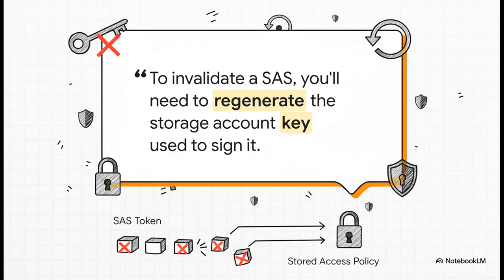And this is a super critical point about revoking access. See, without a stored access policy, the only way to cancel a leaked SAS token is to regenerate the master key it was signed with. That's a huge deal because it instantly invalidates all the other tokens signed with that same key. Using a policy is so much cleaner. You can just modify or delete the policy and access is revoked instantly with no collateral damage.